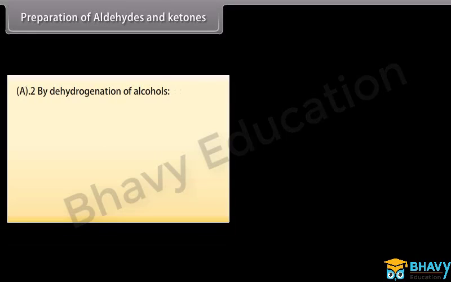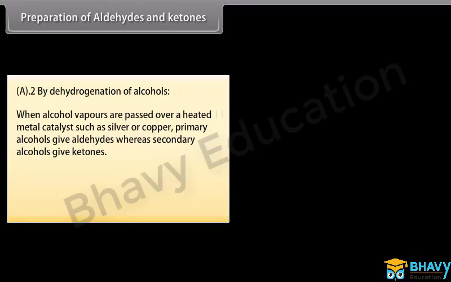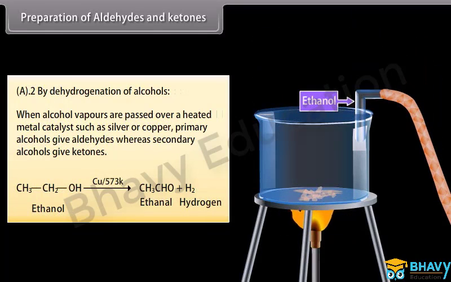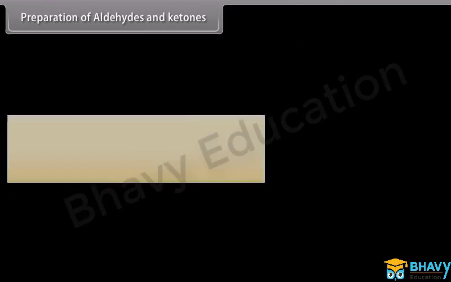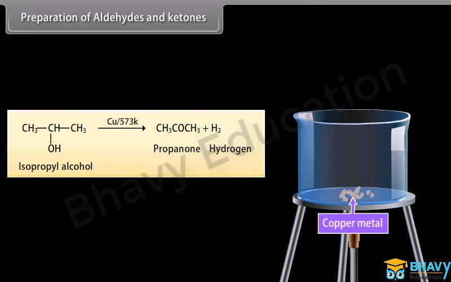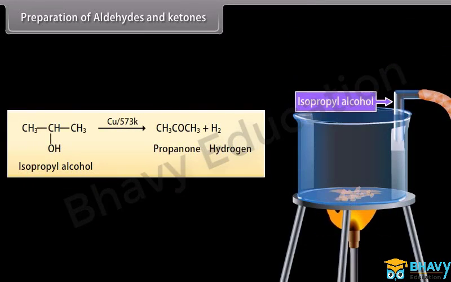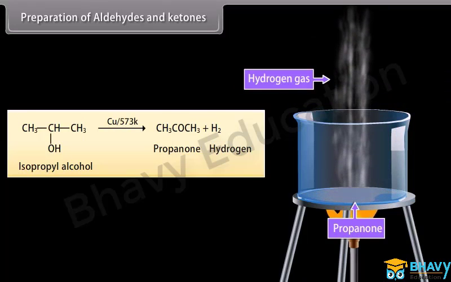By dehydrogenation of alcohols. When alcohol vapors are passed over a heated metal catalyst such as silver or copper, primary alcohols give aldehydes whereas secondary alcohols give ketones. When vapors of ethanol are passed over copper, then ethanal is formed and hydrogen gas is released. When vapors of isopropyl alcohol are passed over copper, then propanone is formed and hydrogen gas is released.